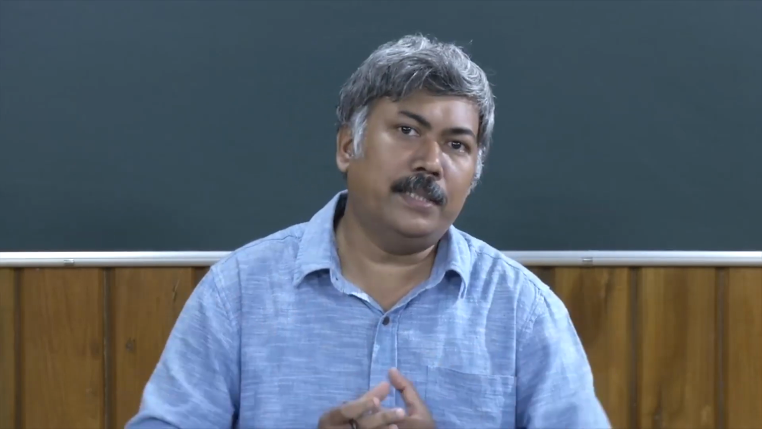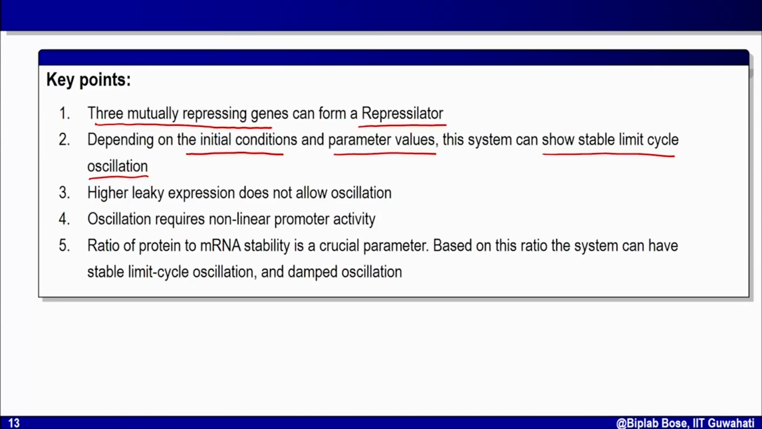One key point in this system, if you have to have stable limit cycle oscillation, then there should be some imbalance in the initial concentration of molecules at t equal to 0. Otherwise, you will never get oscillation in this system. We have observed by simulation that if you have higher leaky expression, then you do not get the oscillation. And also we have observed the oscillation requires nonlinear sigmoidal behavior in the promoter activity. Otherwise, we lose the oscillation.